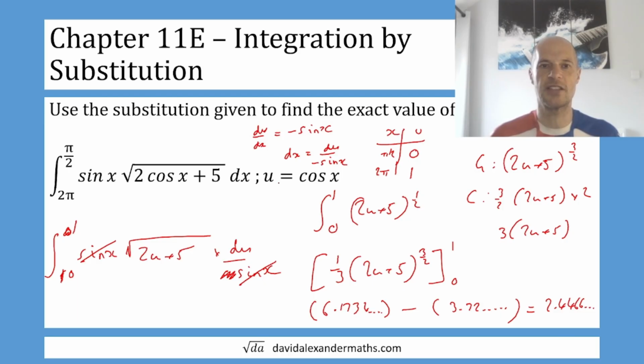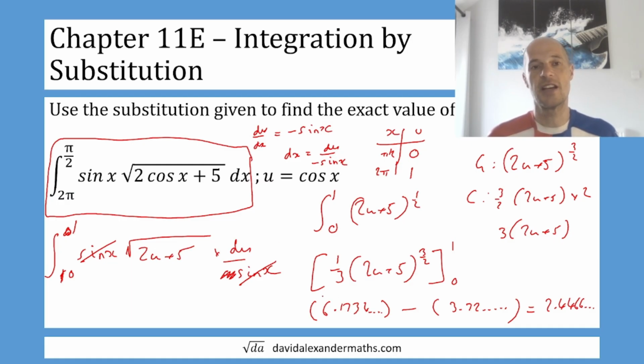And again, as a final test, I'm just going to stick this into my calculator using the integration button, and do I get 2.4466? If I do, I know I've got it completely right. If I don't, I know I need to attack the question again, and it is 2.4466, so we're all good.